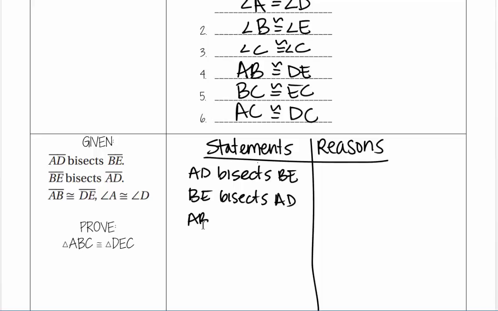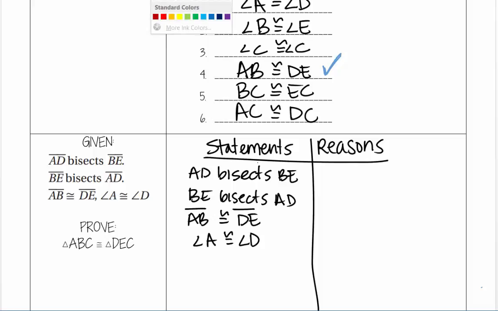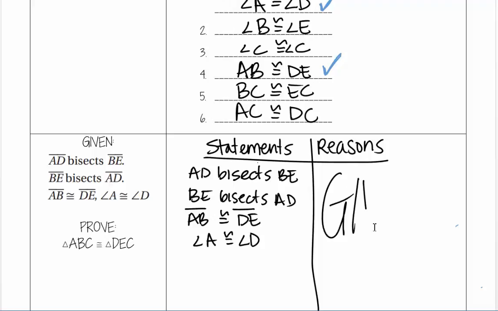The next one, AB is congruent to DE. This one does cross something off of our list. We need this guy right here, AB and DE. One of our six things down. And then finally, the last given is angle A is congruent to angle D. Again, this guy is on our list. So two out of the six things down. Okay, all these are givens.